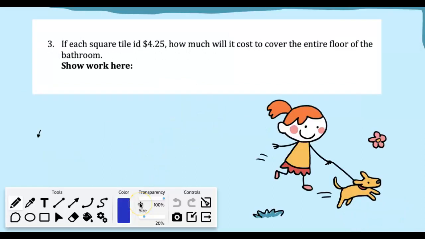All right, in this case, if each square tile is $4.25, how much will it cost to cover the entire floor of the bathroom? So we still have 5 n squared, right? So we'll set that aside, so we're just going to use 5. So 4.25 times 5.